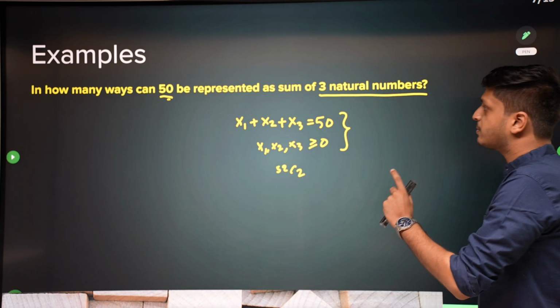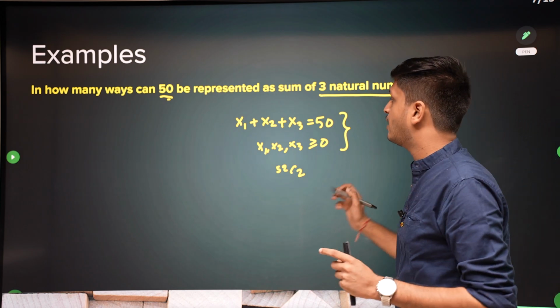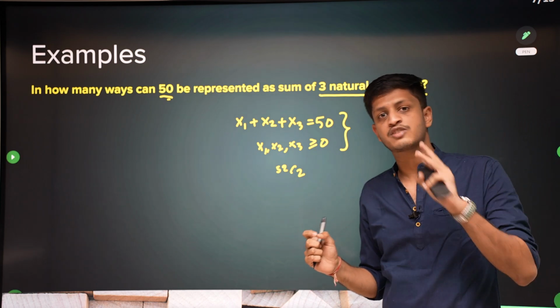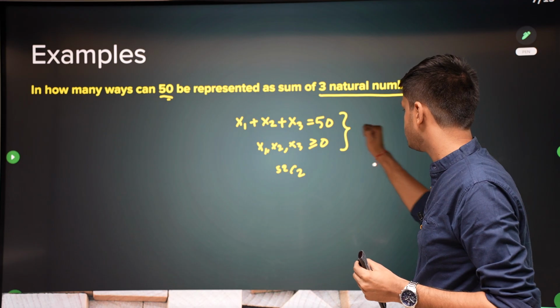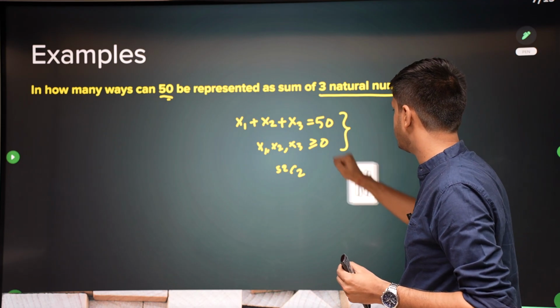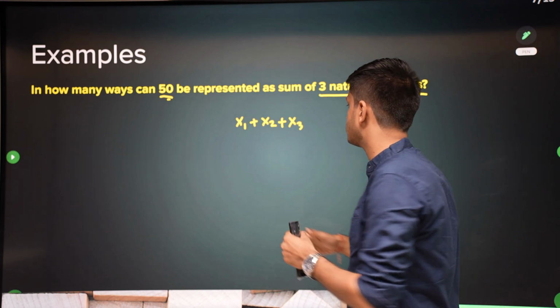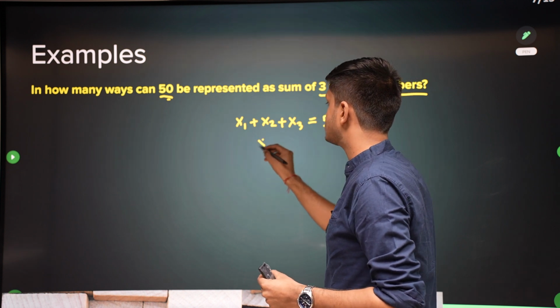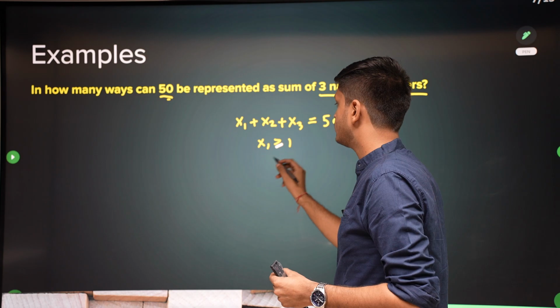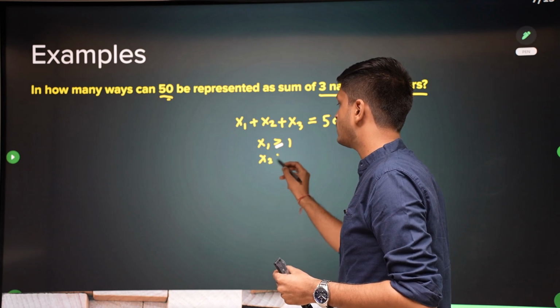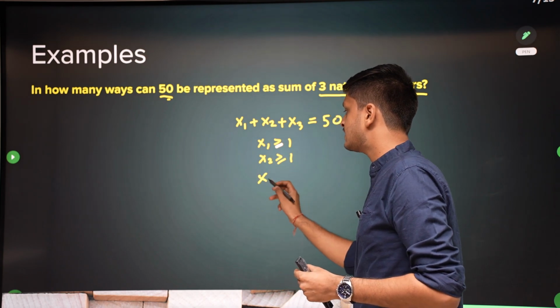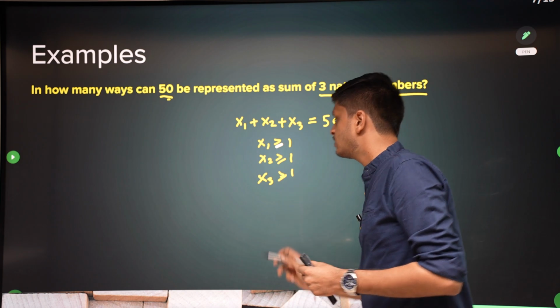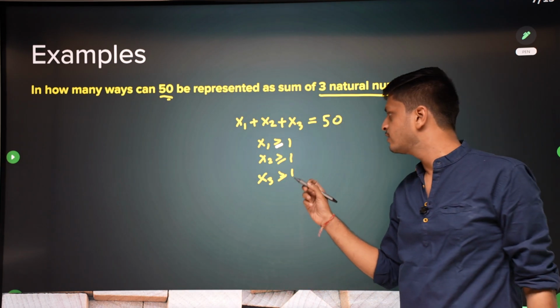But now the problem is slightly different. You have to represent 50 as the sum of 3 natural numbers. So here the equation changes a little bit. Here the equation is the same, but since natural numbers are greater than or equal to 1, x1 has to be greater than or equal to 1, x2 has to be greater than or equal to 1, and x3 has to be greater than or equal to 1. Try to solve it. I'll give you the solution now.